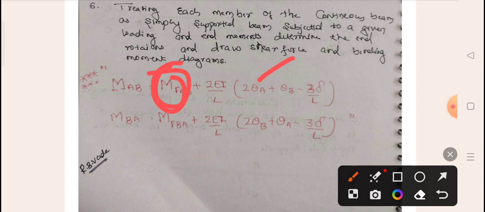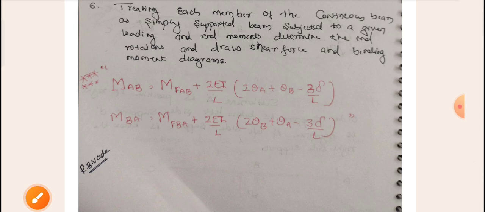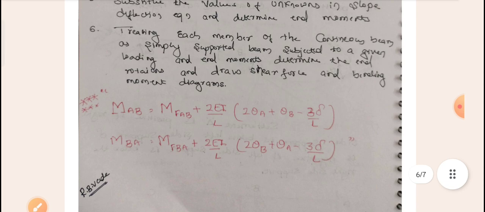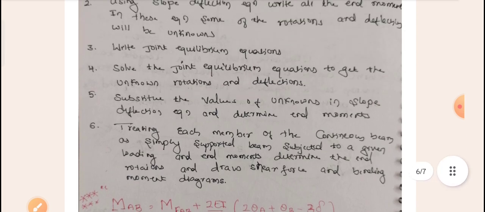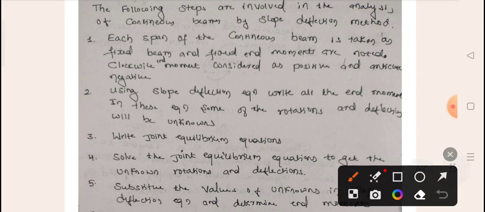So for all the values, theta A: what is the value of theta A if it is a fixed end? For a fixed end, the value will be equal to 0. Same thing if sinking of support is given in the question: if it is given, you have to take the value. If it is not given, directly you can put the value equal to 0. Okay. Next is the EI value. If it is given, put it. Otherwise, put it as it is. Okay. Next, L. What is the value of L? L is the span of the beam. So whichever beam you have considered.